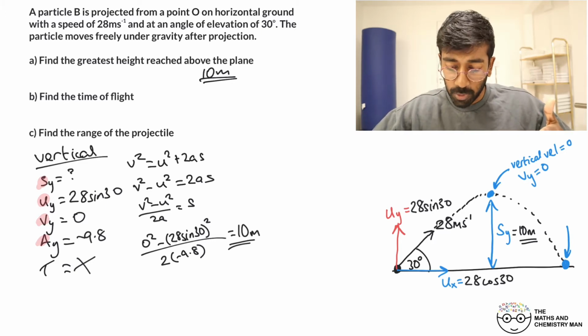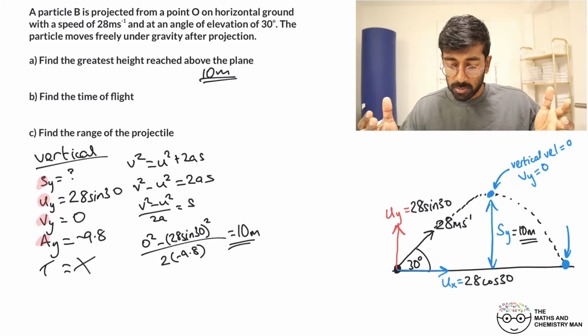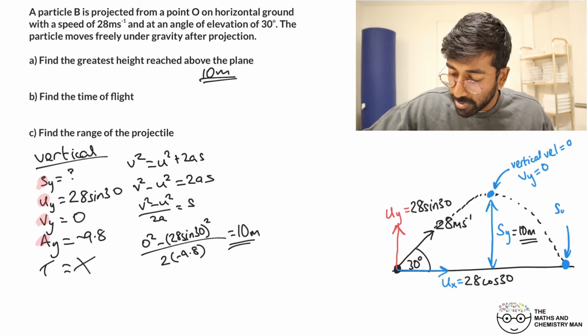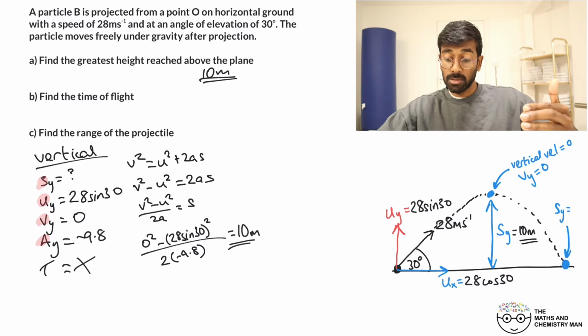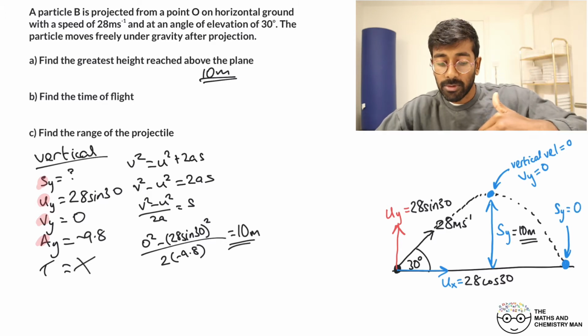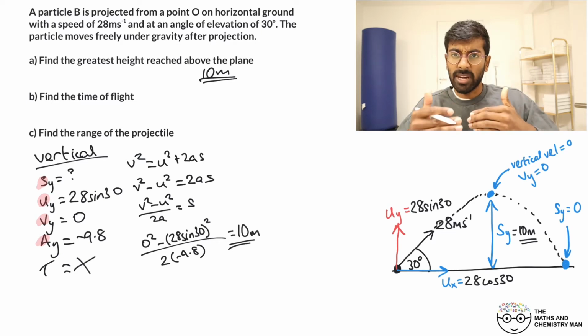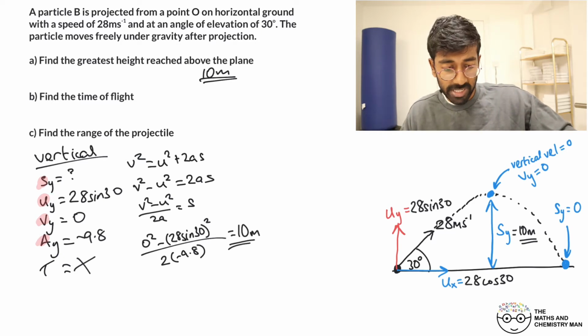How do you find the time at this point? Well, what do we know? If it hits the ground, then its vertical displacement, so s in the y direction, is equal to 0 because it's back on the ground. So what we'll do is maybe set up another one of these suvats, but just change the value slightly because of what we need to find.